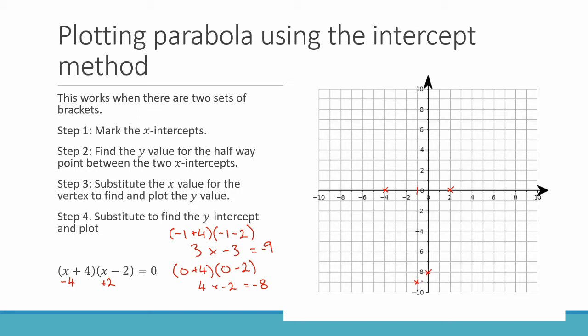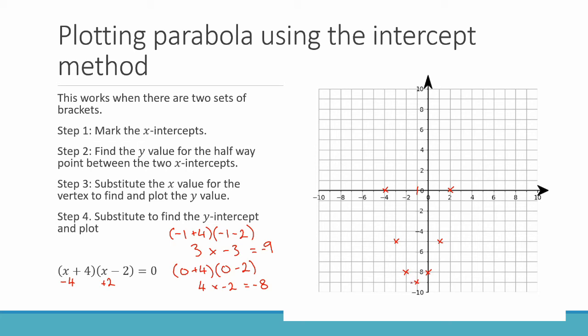And because it's symmetrical around the vertex, I know that if I go 1 across 1 up here, then 1 across 1 up here is going to be another point that I can mark on my parabola. So I can continue on to put in other points if I need to. Here I could put a +1 into my equation and find this point here on my parabola. And of course if I move over here symmetrically, I can put another point there.